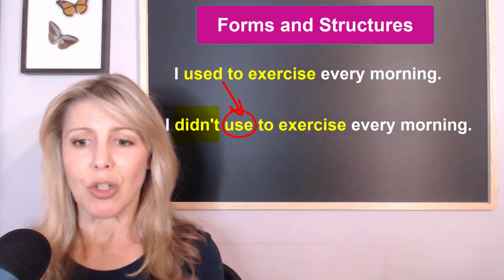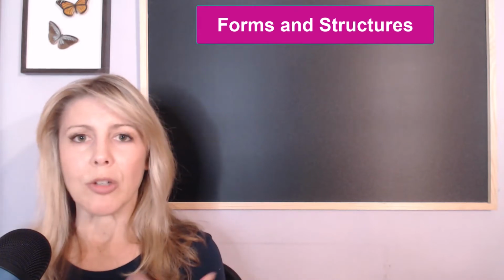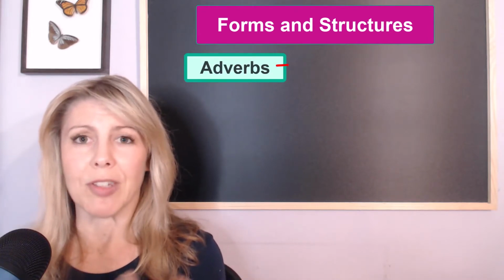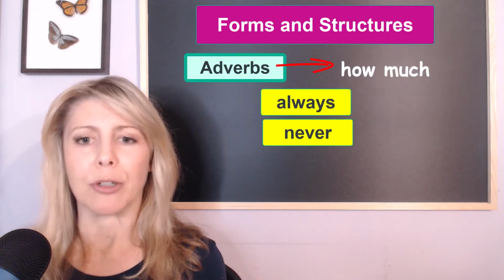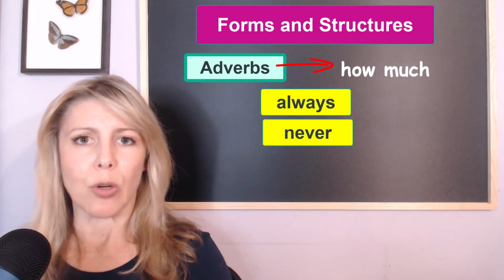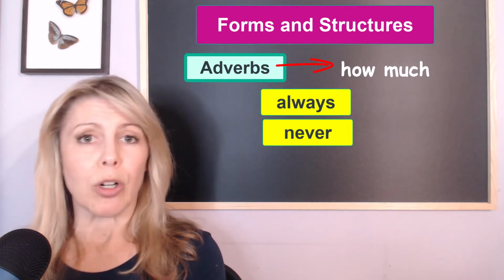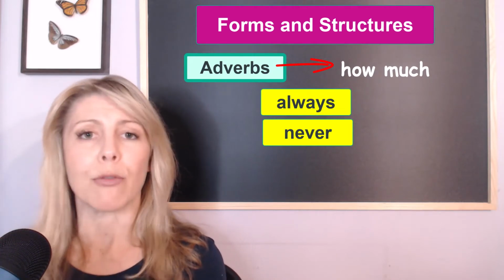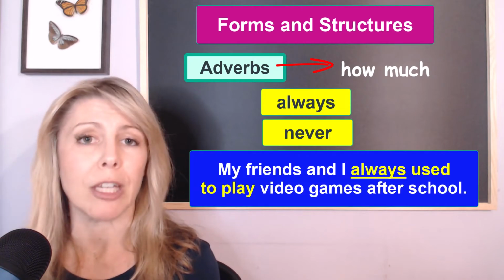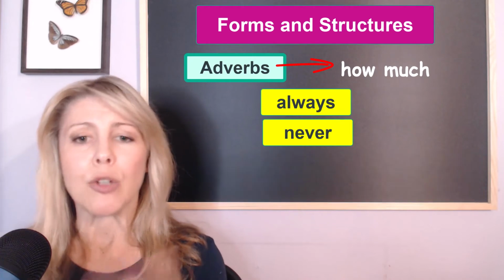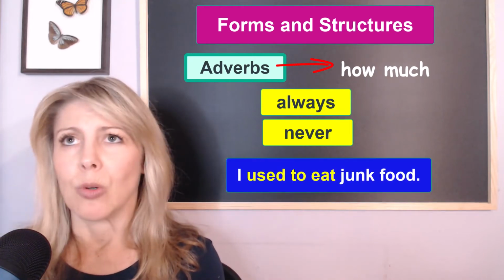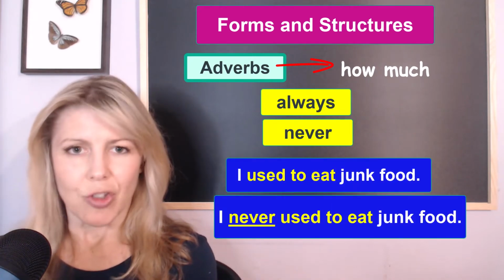So didn't used to. Now, sometimes we use adverbs to emphasize how much. So sometimes we use always or never, and we put always or never before used to. For example, my friends and I always used to play video games after school. I could say, I used to eat junk food, or I never used to eat junk food.